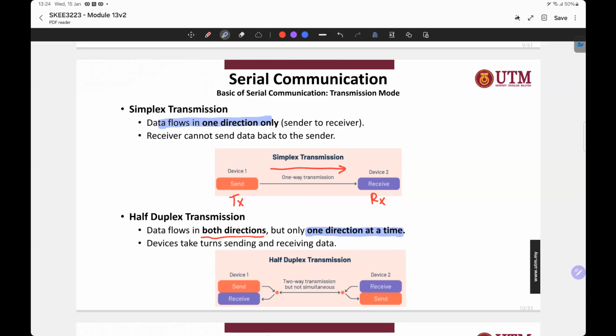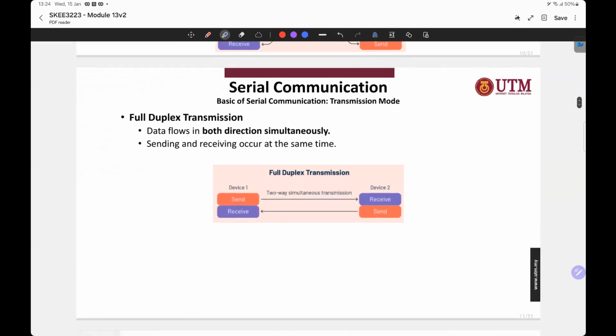Okay, so this is the half duplex transmission. And the third transmission mode is full duplex transmission, which is where data flows in both directions simultaneously.